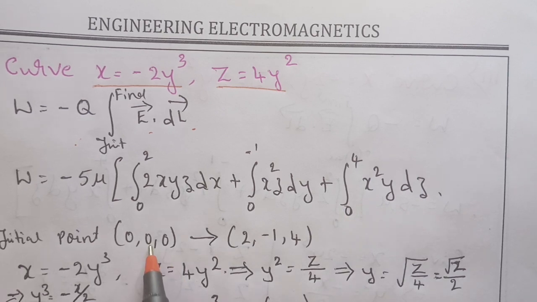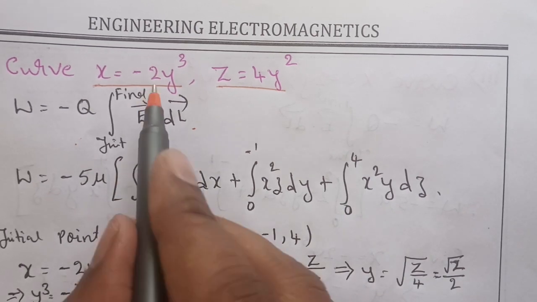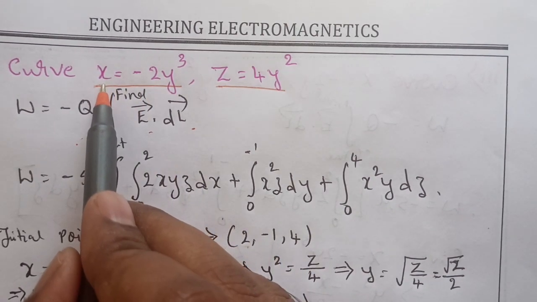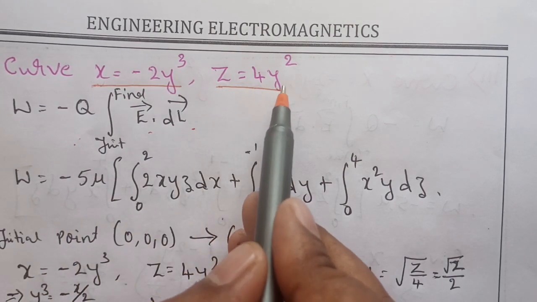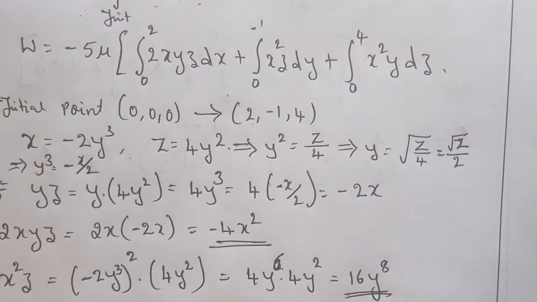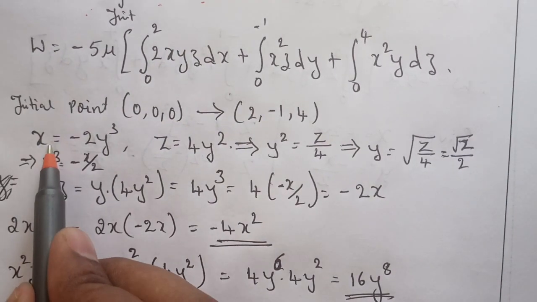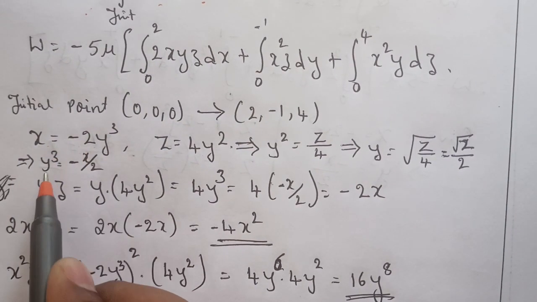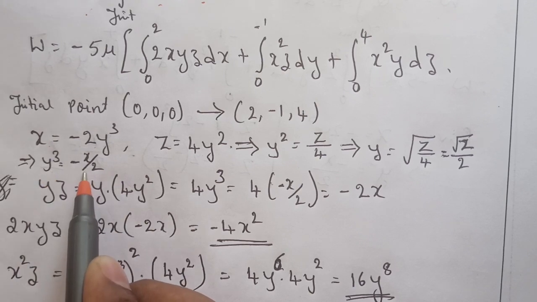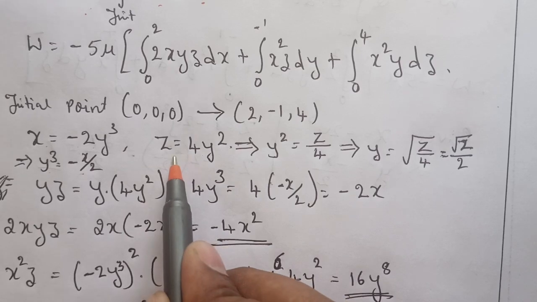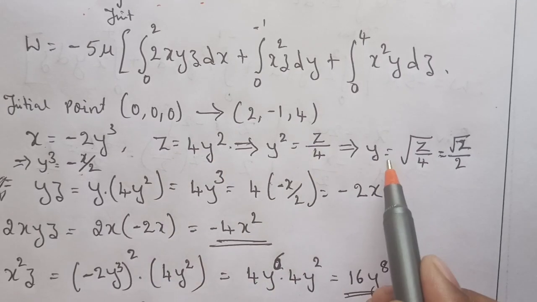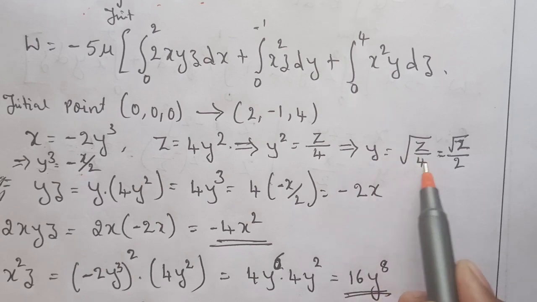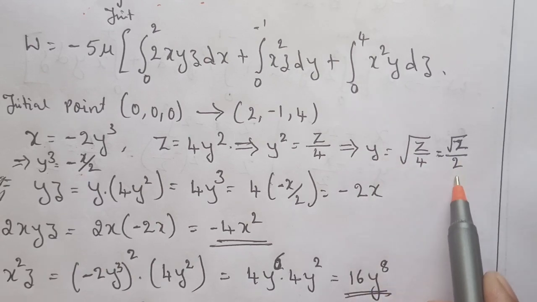Now the path is the same, except that the curve they have given is not a straight line, that is x equals minus 2y cube, and z equals 4y square. So let us simplify this given condition, x equals minus 2y cube. So y cube equals, I can write it as minus x by 2. Or they have given z equals 4y square, so y square equals z by 4, or y equals root of z by 4, or in other words root z by 2.